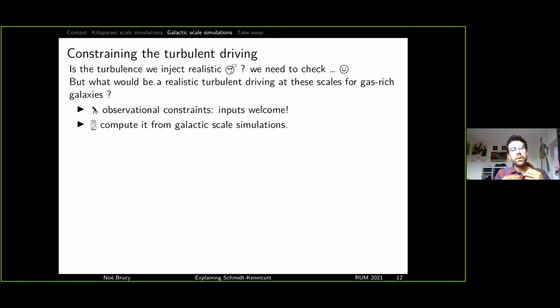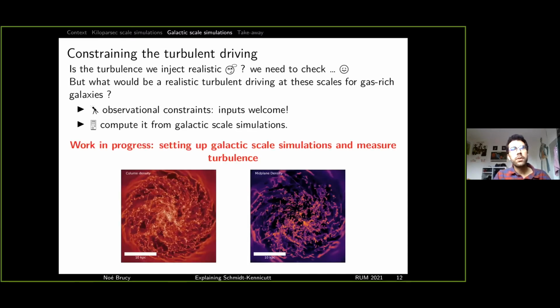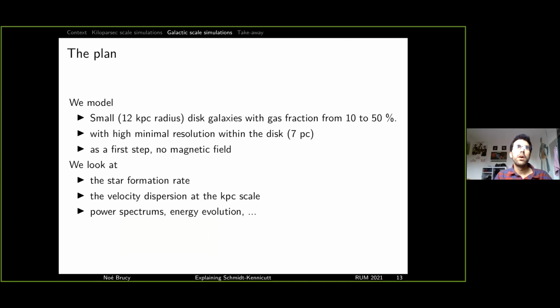So in order to have better constraints on the large-scale turbulence, I've run galactic scale simulations that are still running and still being analyzed. And the idea is to use the simulations to measure the star formation rate to verify if we still have the Schmidt-Kennicutt law, but also the velocity dispersion at the kiloparsec scale.